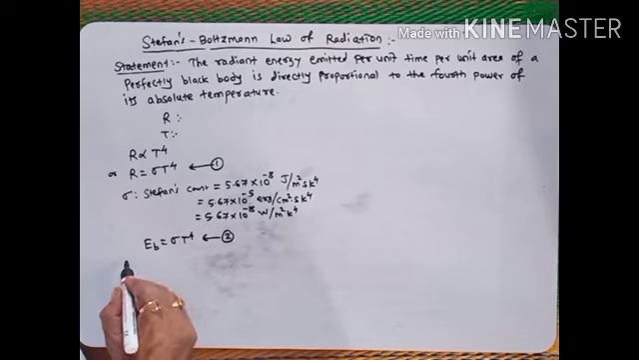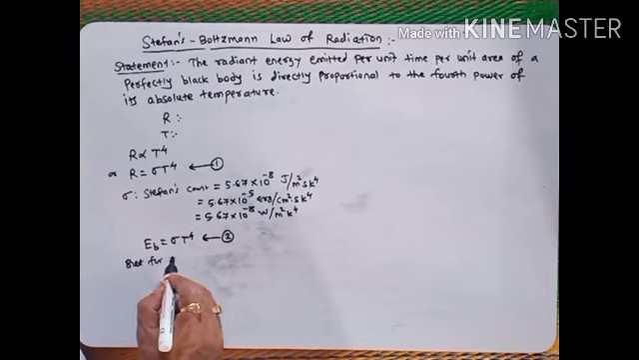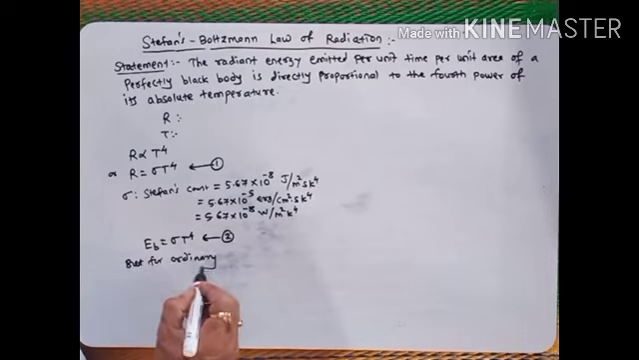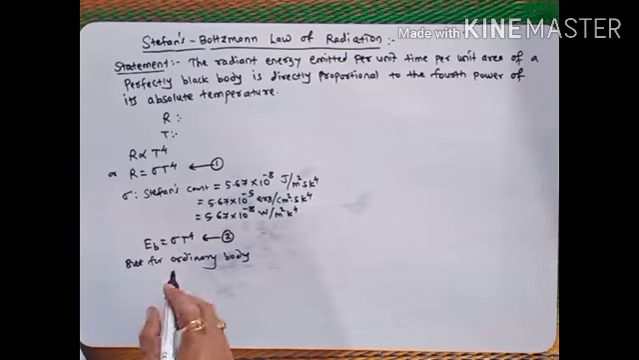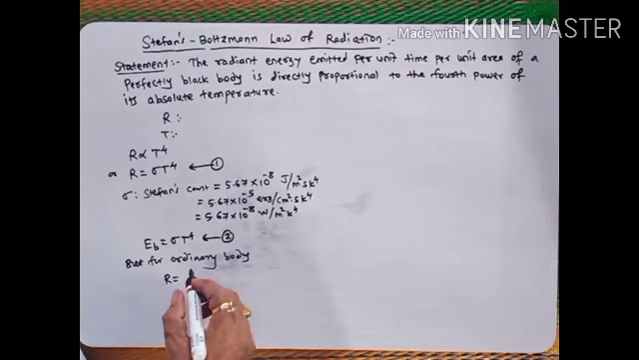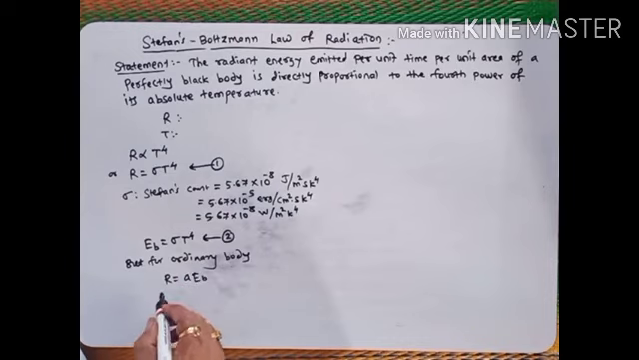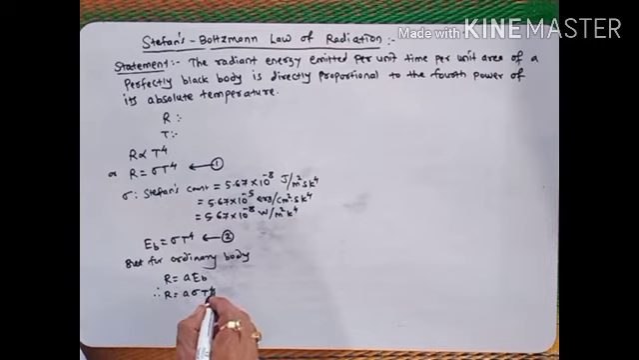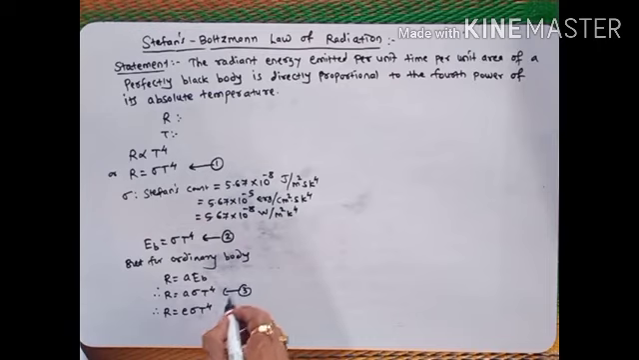And for an ordinary body, R is equal to A into EB, and therefore R is equal to A sigma T raised to 4, or R is equal to E sigma T raised to 4, because from Kirchhoff's law A equals E, we can write like this, equation number 3 and equation number 4, since A equals E.